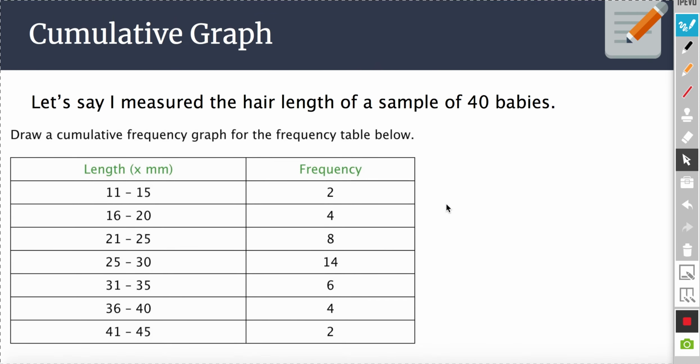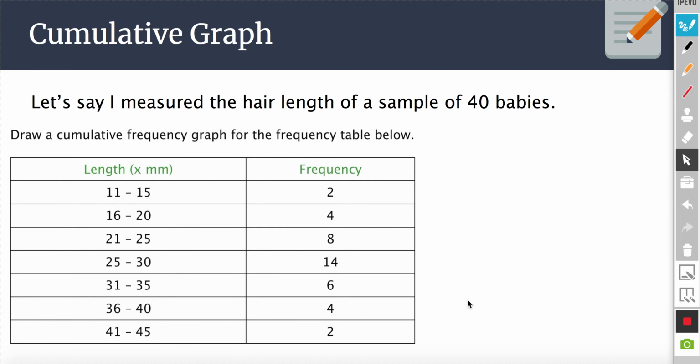Let's say I measured the hair length of a sample of 40 babies, and we're doing it in millimeters. To draw a cumulative frequency graph for the frequency table below, we want to make sure we get the table first. So here's the data I collected and how many babies had hair length within each of those intervals. I could make a dot plot, or a stem and leaf plot if I had the raw data, or a histogram, but let's do a cumulative frequency graph.